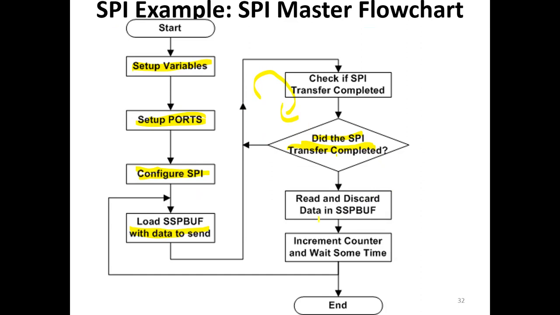At the same time, we received data from the slave. So we have to read and discard this data because we don't need to receive anything from the slave. We have to read it just to clear the buffer and then discard it. Then we have to increment our counter and return back to load the value again to the SSP buffer. Any question about this?